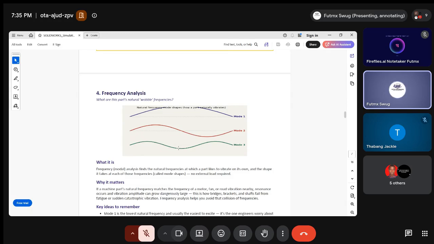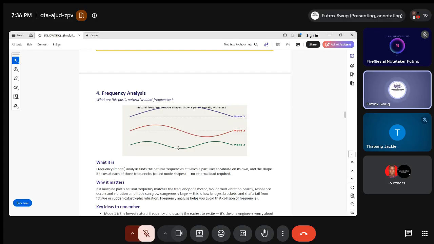Every material, or should I say every structure, has its resonance frequency, or its natural frequency. So when that object is vibrating at that natural frequency, we get what we call resonance. Now, that resonance can be okay and it cannot be okay.